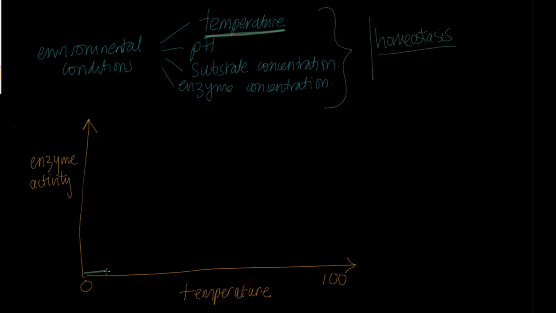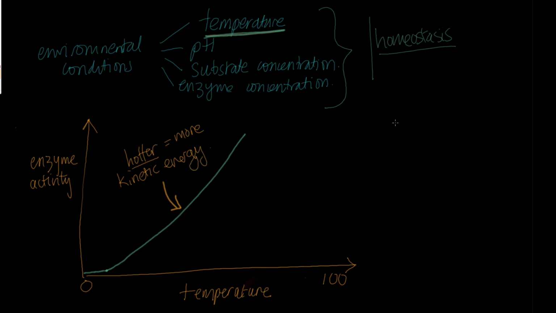Okay, so when it's very, very cold, enzymes won't really work. And as the temperature increases, we are going to see an increase in the rate of reaction. And the reason why is because the hotter molecules are, the higher the temperature, there's more kinetic energy. And the higher the kinetic energy, the more substrates are going to collide with the active site.